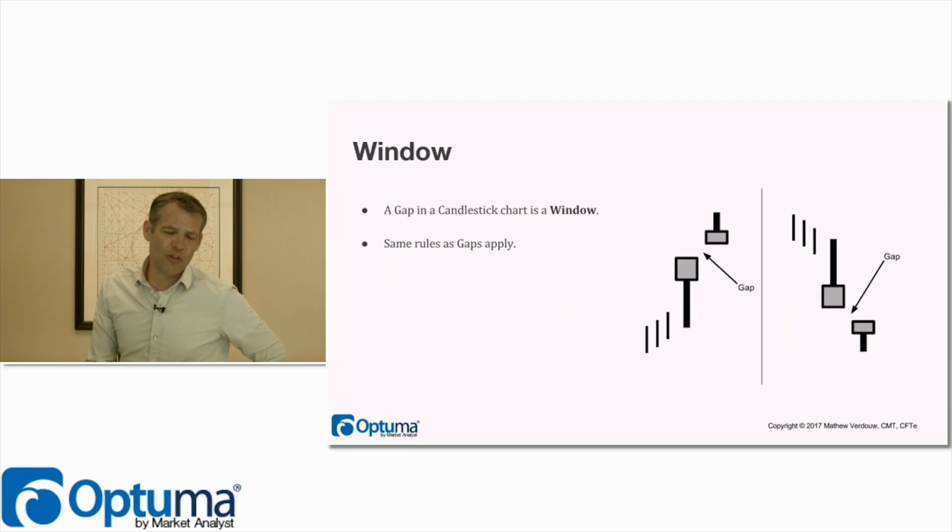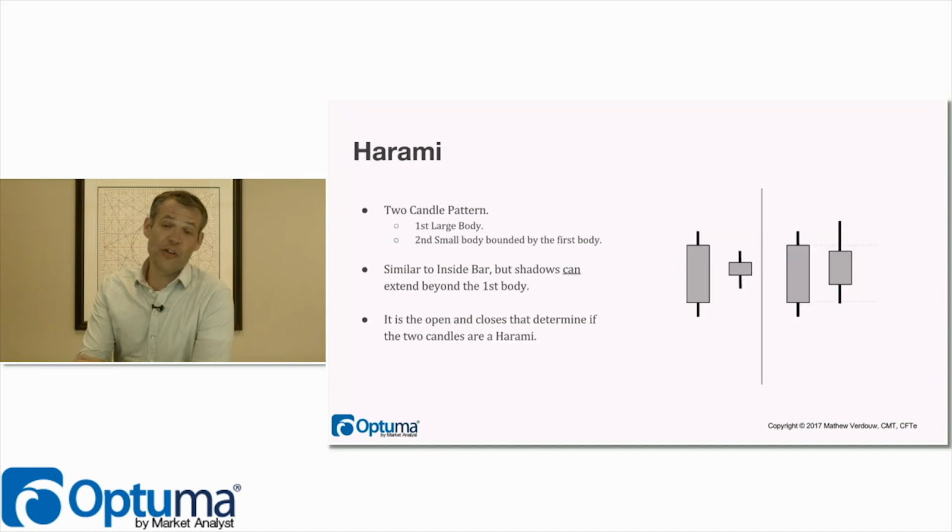In candlestick terminology, we have what we call a window, which is essentially just a gap. All the same things that we talked about earlier about gaps apply here. You can do your measuring, everything like that. Everything else is the same. But it's called a window, and windows can be filled or closed or left open.